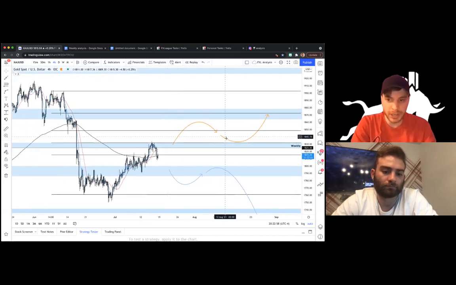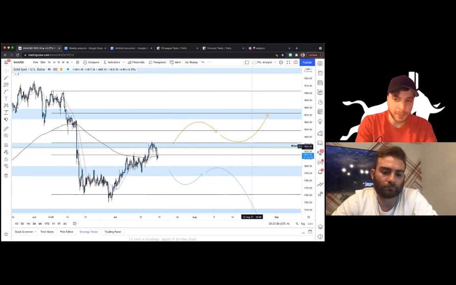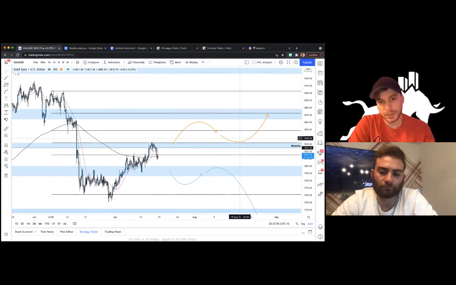So if I'm going to go bullish, again, this is the upper key zone. I want to see this break. We'll get that higher low, and then we can start looking at long setups.